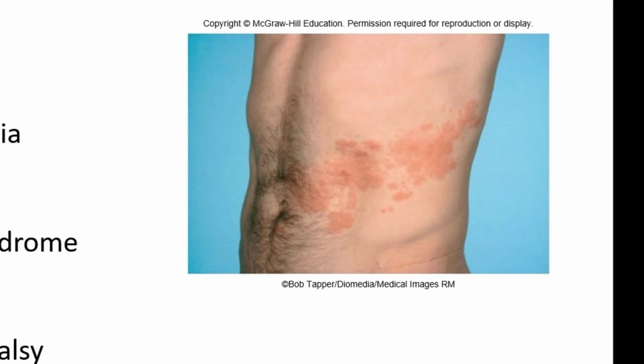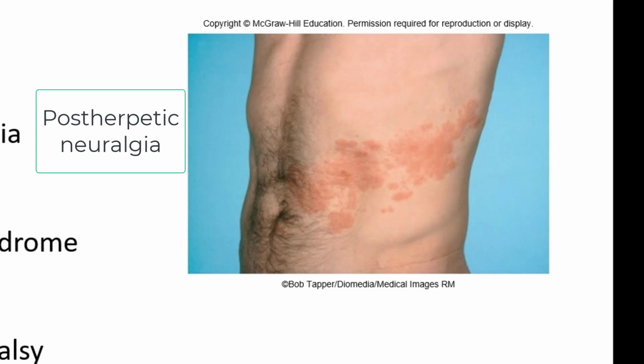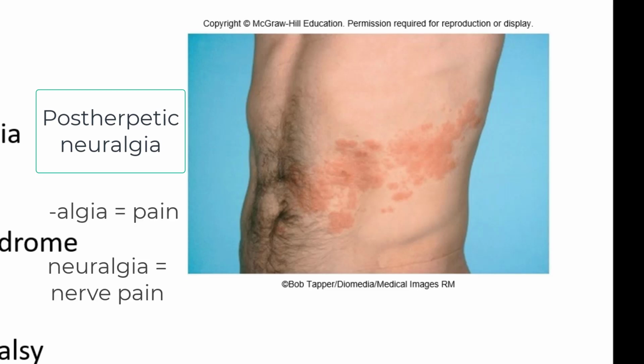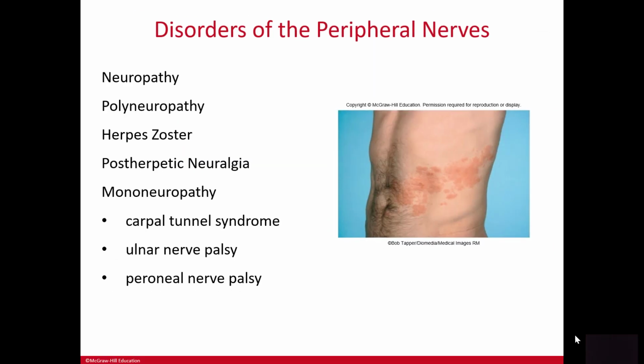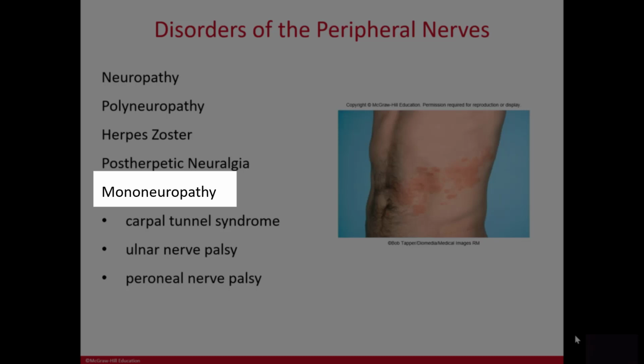Pain can persist even after the rash is gone, and this is called post-herpetic neuralgia. Remember, algia means pain, so neuralgia just means nerve pain. Mononeuropathy affects a single peripheral nerve.